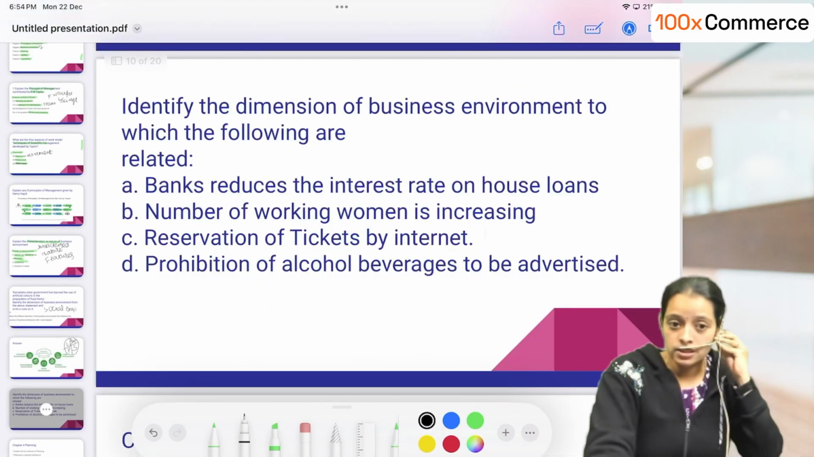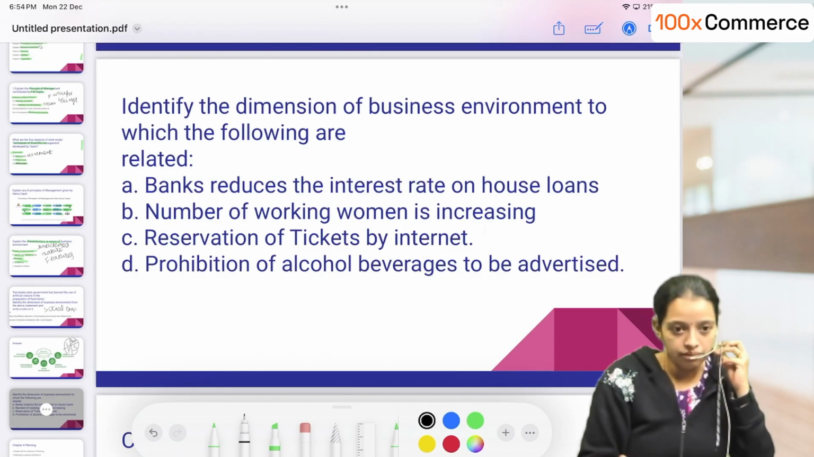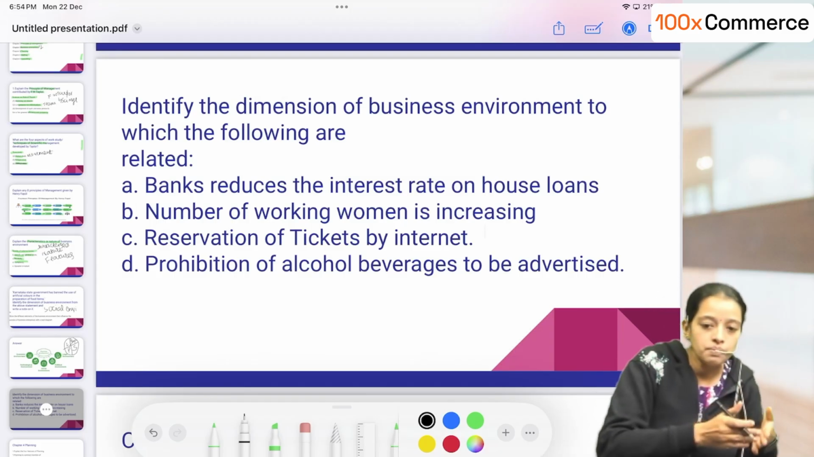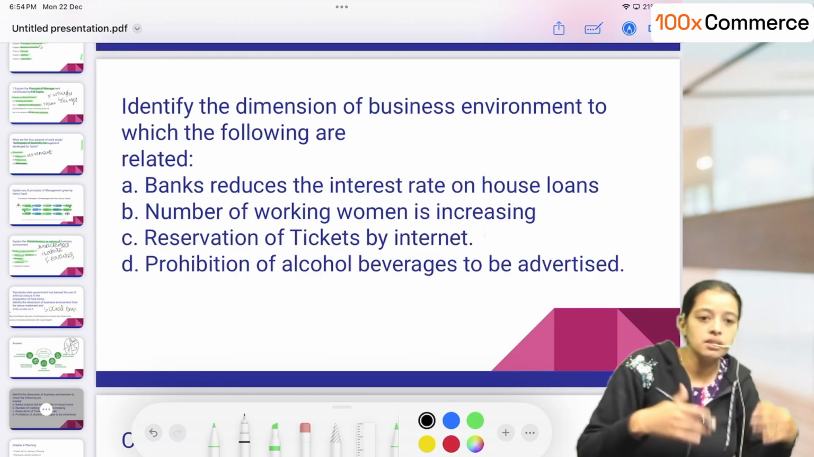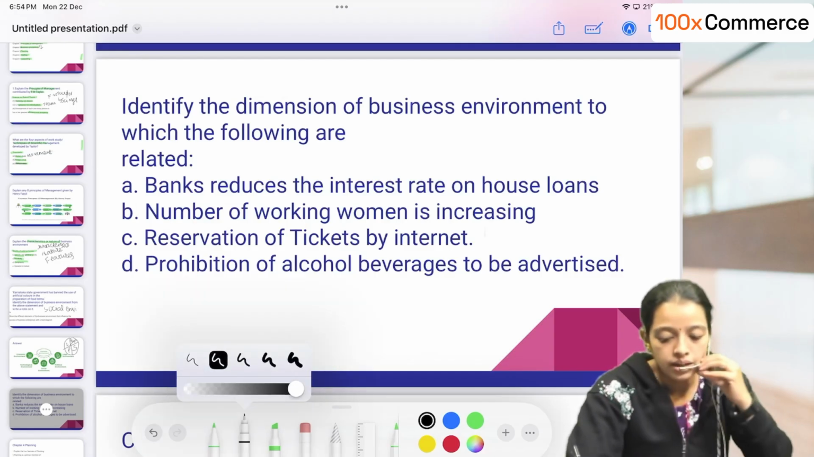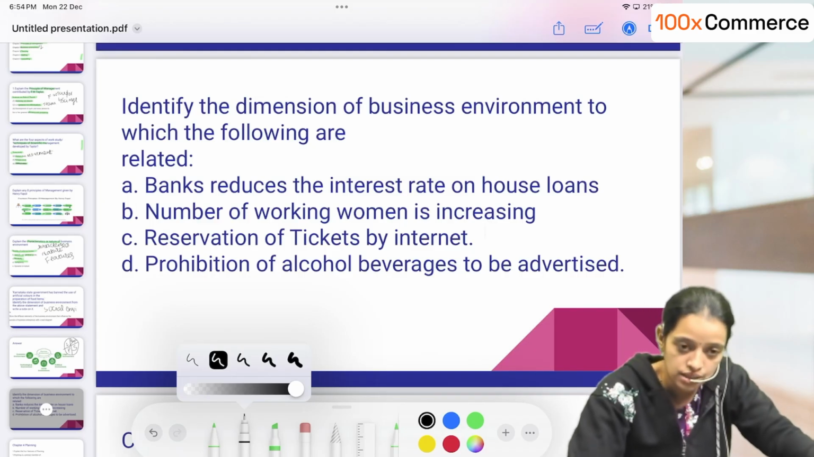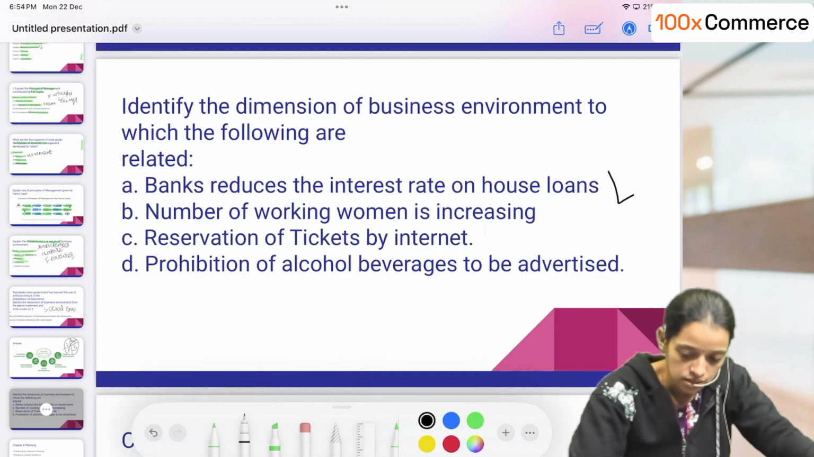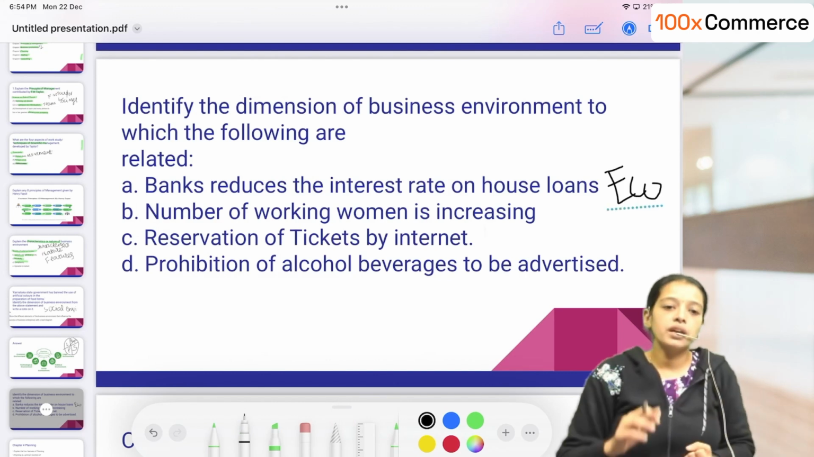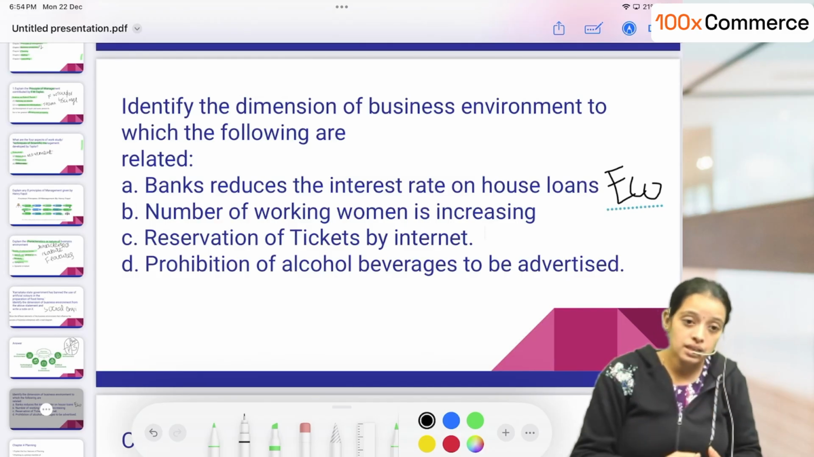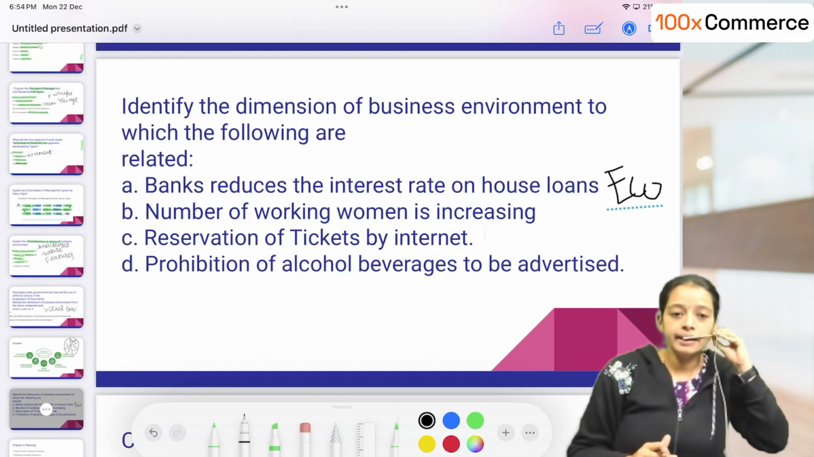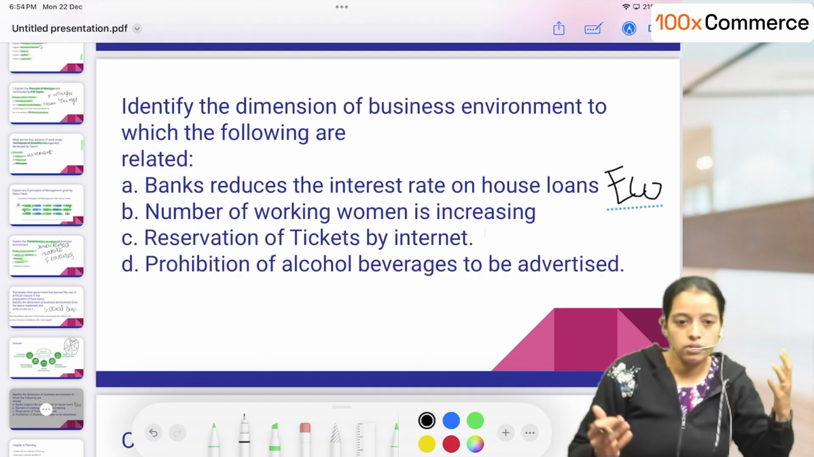Or they can ask one more hot question: they will give you certain sentences and you have to identify which business dimension, which environmental dimension, they are speaking about. The first one: bank reduces interest rate on house loans. What is this related to? This is related to your economic environment. Your repo rate, reverse repo rate, bank rate, fiscal policy, taxation system, all these are economic factors. So it is the economic environment.